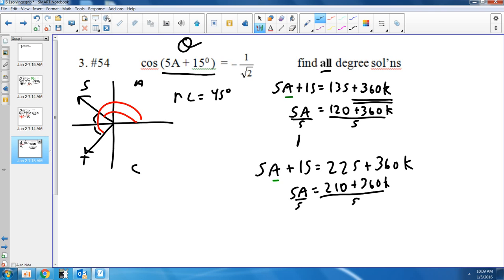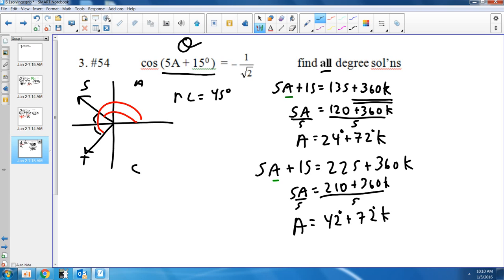So this becomes A equals 24 plus 72K, 24 degrees plus 72 degrees times K. Again, K represents all integer values: 0, plus or minus 1, plus or minus 2, plus or minus 3. And down here, it's going to be A is equal to 42 plus 72K.